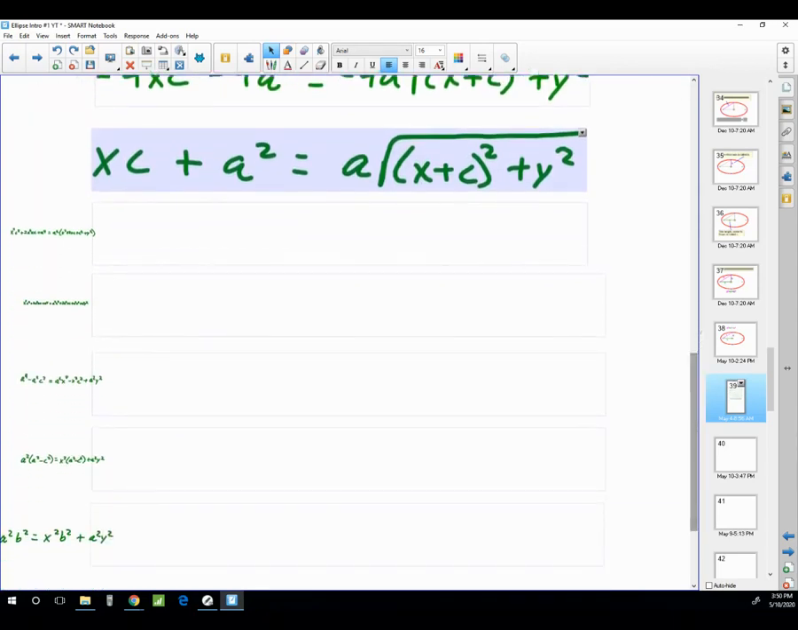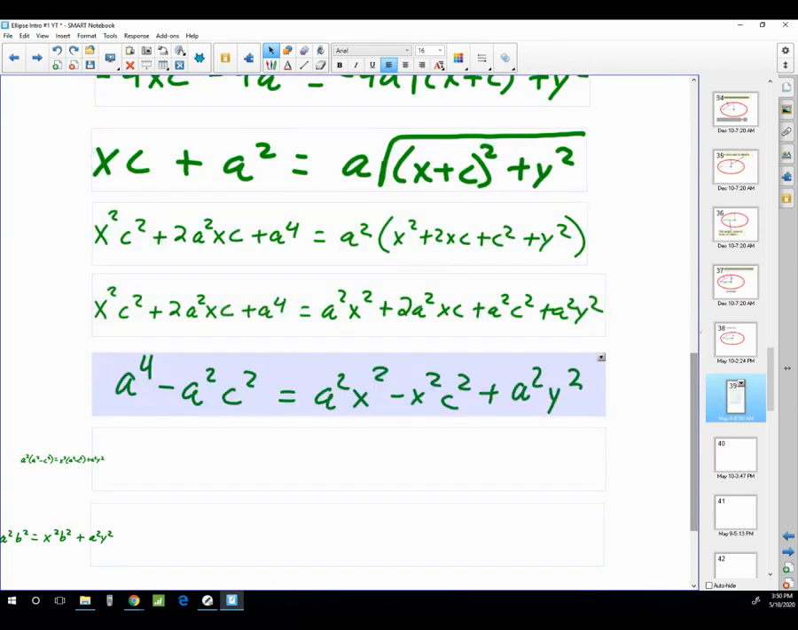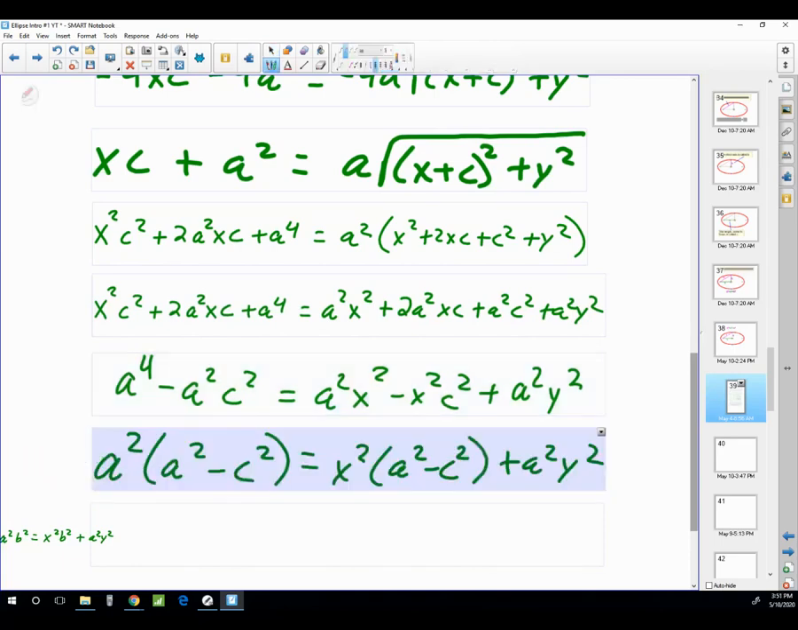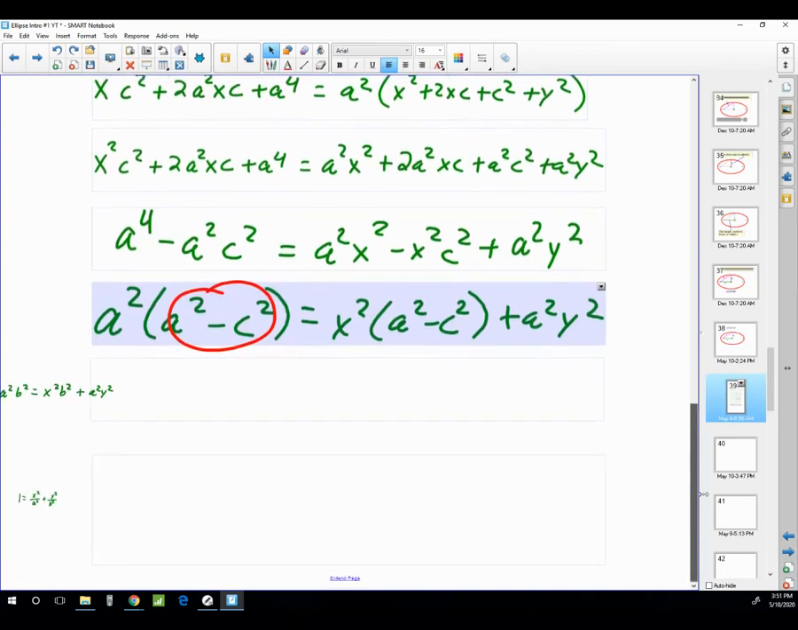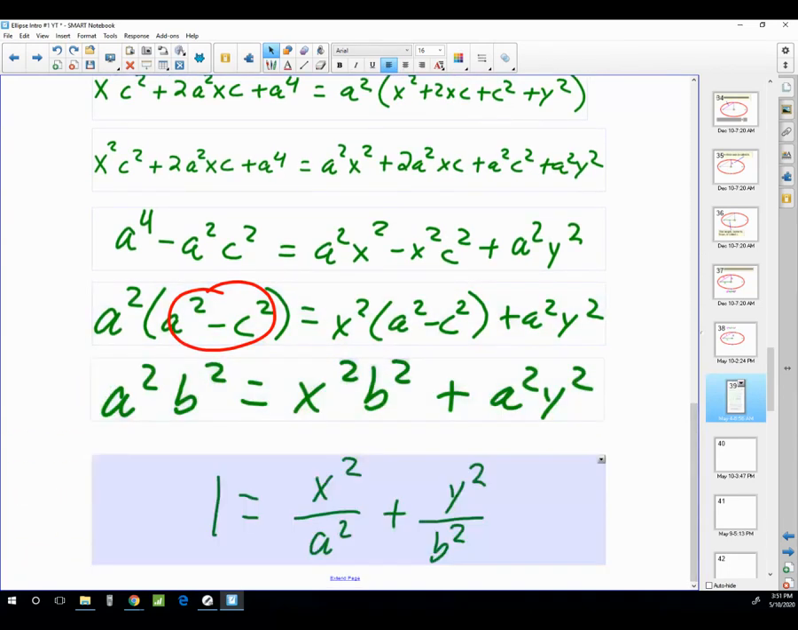Again, a bunch of algebra. I'm just populating the boxes. These are the steps. Doing it kind of slow. That's actually b squared right there. It's a little bit of a hint. And ultimately, we get down to this equation right here.